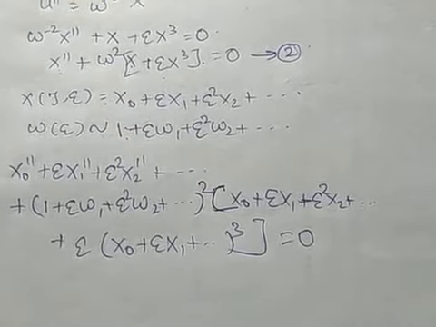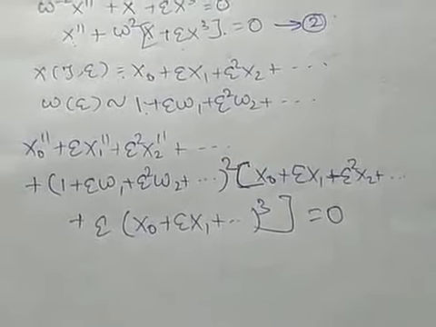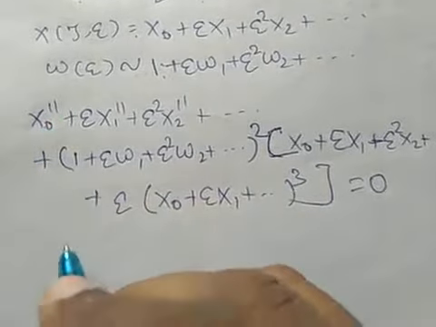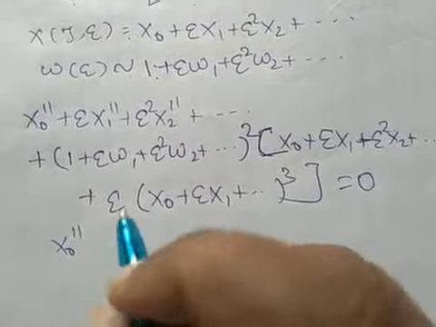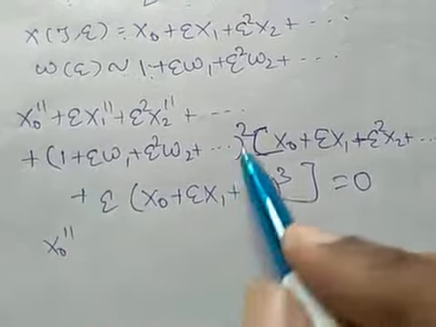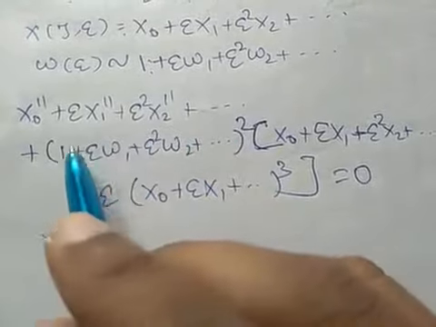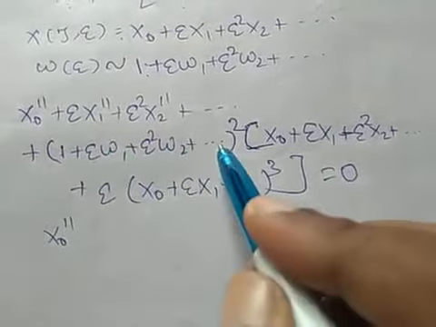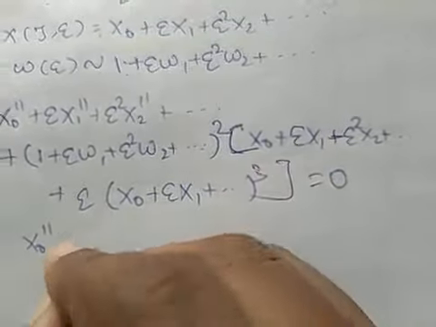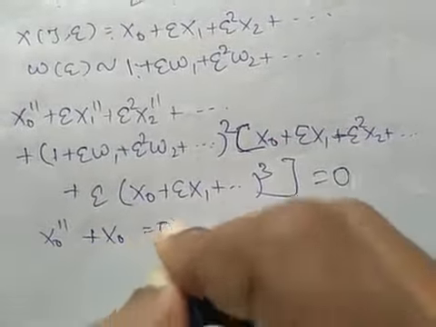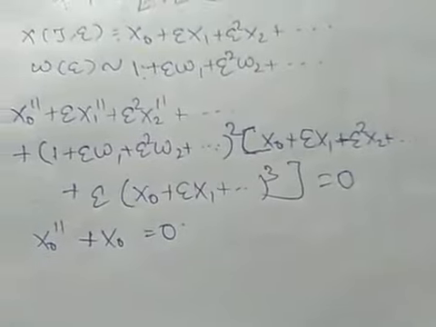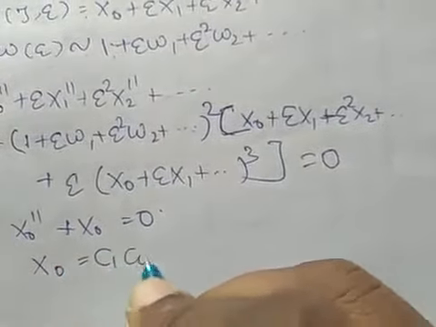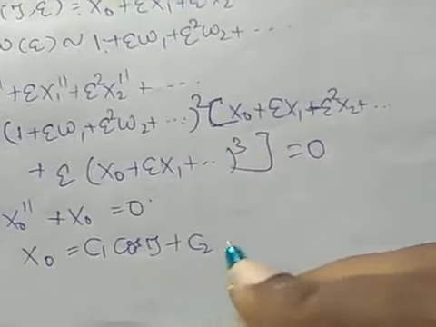Now we are going to find the coefficient of epsilon power 0. The order epsilon power 0 is x naught double dash. The procedure is the same for all the problems. When we expand it, we get the first term as 1, and all the other terms will be epsilon terms into x naught. So again the roots are plus or minus i. Therefore x naught is c1 cos tau plus c2 sin tau.